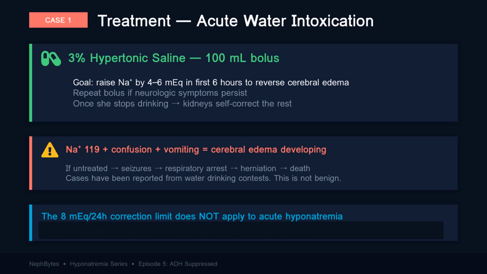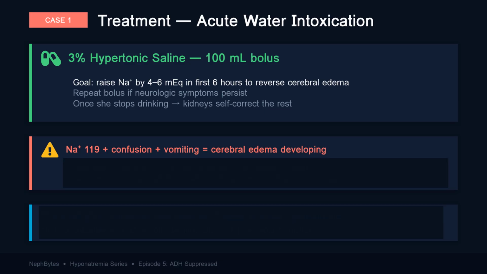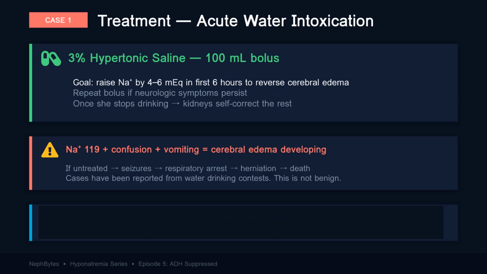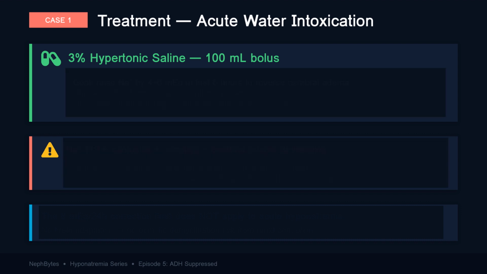But the risk in the other direction is real. A sodium of 119 with confusion and vomiting means cerebral edema is already developing. Untreated, this can progress to seizures, respiratory arrest, herniation, and death. Cases have been reported from water drinking contests. This is not benign. The treatment is a 100 milliliter bolus of 3% saline.